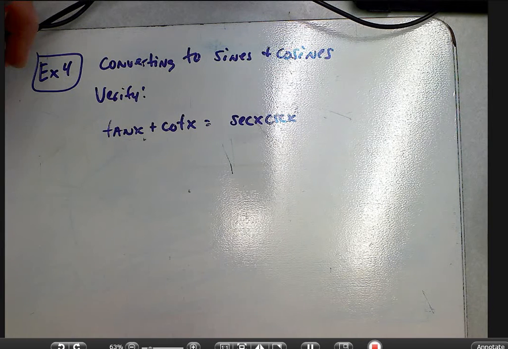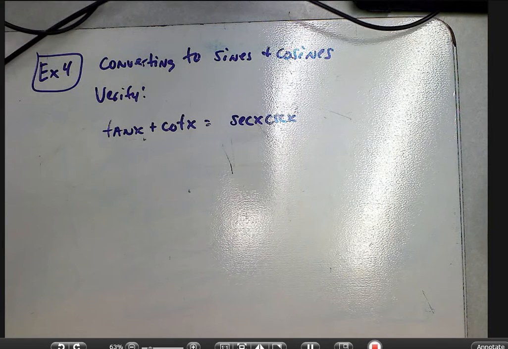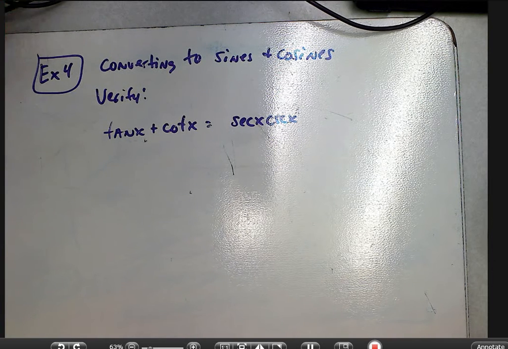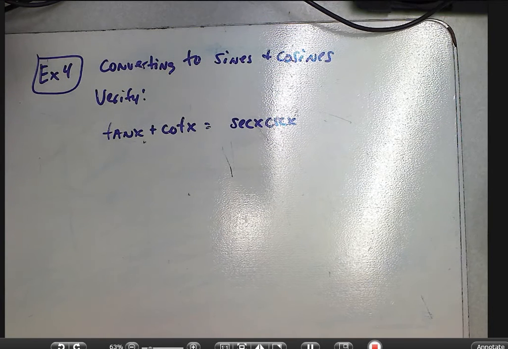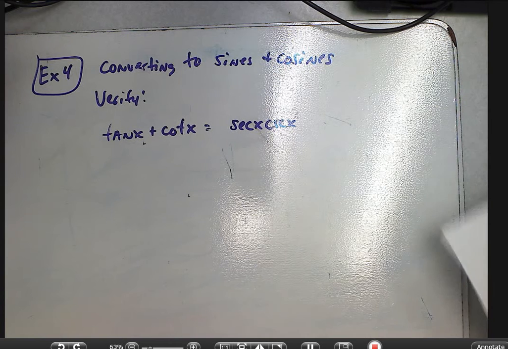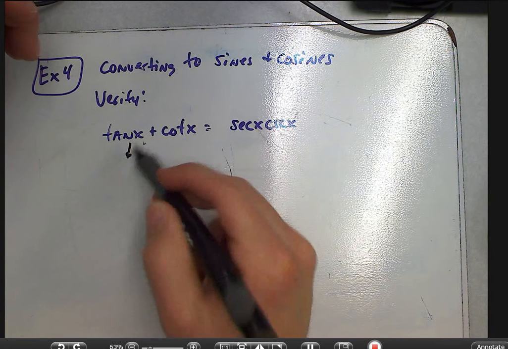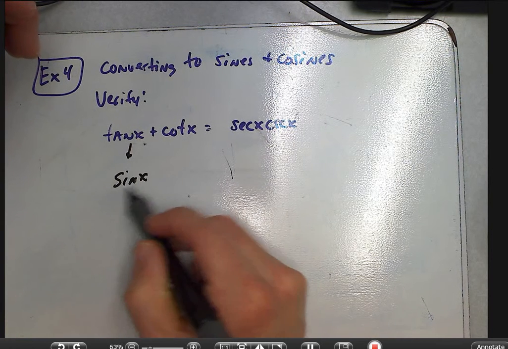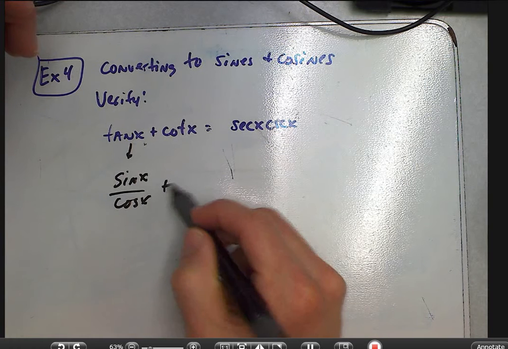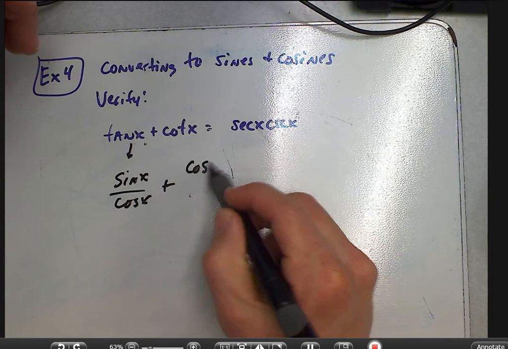Alright, last example for today is example 4. Converting to sines and cosines to help verify. Alright, so one trick on this, when it says convert to sines and cosines, it wants you to use sines and cosines. Pretty simple. Tangent of x is sine x over cosine x. Cotangent x is cosine x over sine x.